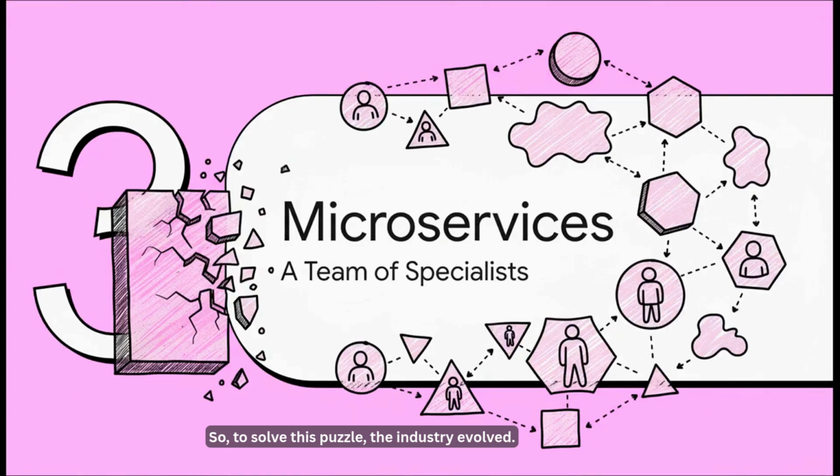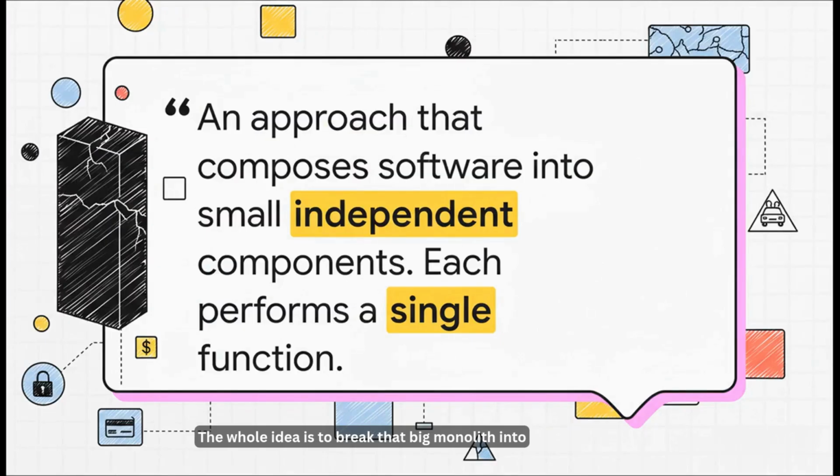So, to solve this puzzle, the industry evolved. A new idea took hold. Instead of one giant do-it-all app, what if we built a team of small, independent specialists? And that brings us into the world of microservices. The whole idea is to break that big monolith into tiny, independent pieces. Each service has exactly one job. So you'll have one service that only handles user logins, another that only processes payments, a third that only finds a driver. Each one is a specialist that does its single job really, really well.